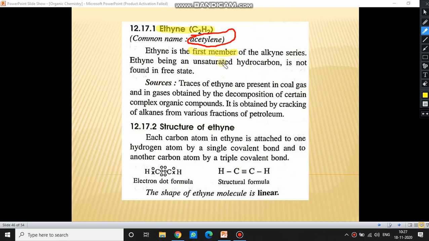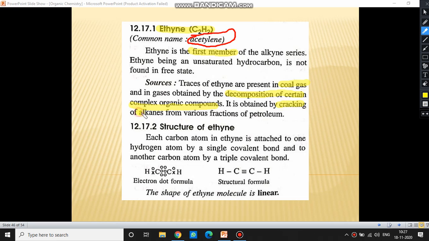Ethyne, being an unsaturated hydrocarbon, is not found in the free state. Now, where can we find ethyne? Ethyne basically is found in coal gas, and it is also obtained by decomposition of certain complex organic compounds, and it's also obtained by cracking of alkanes.